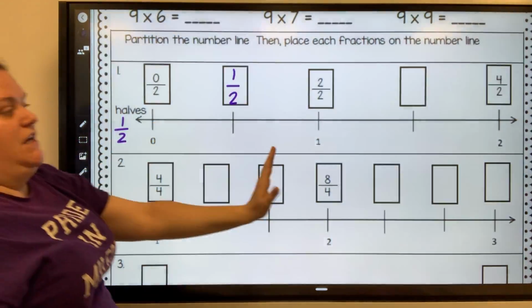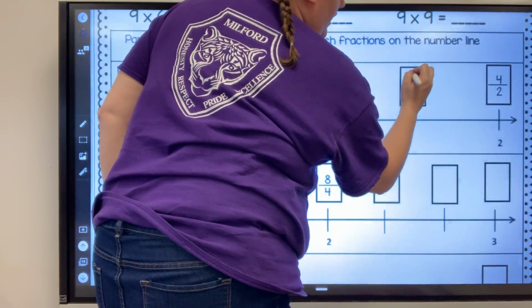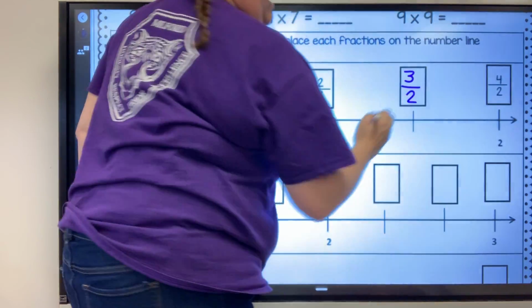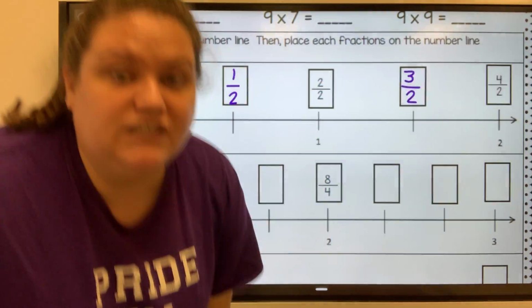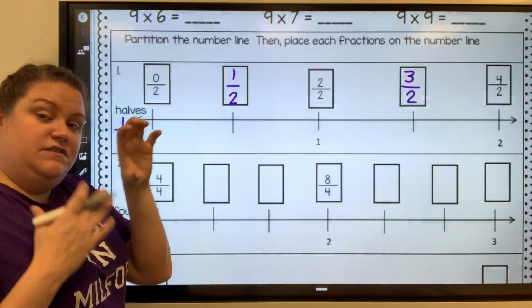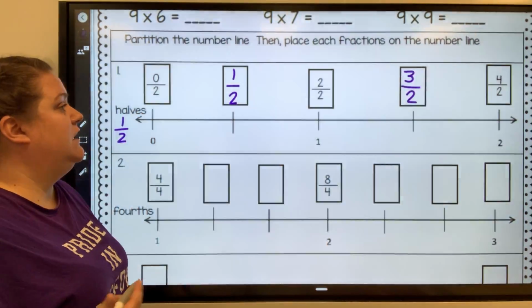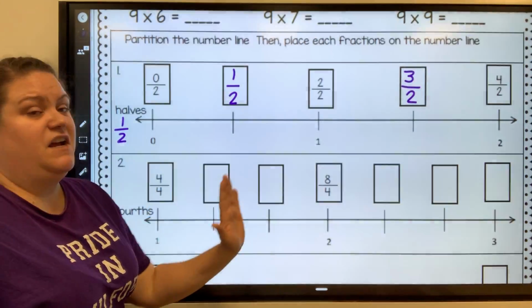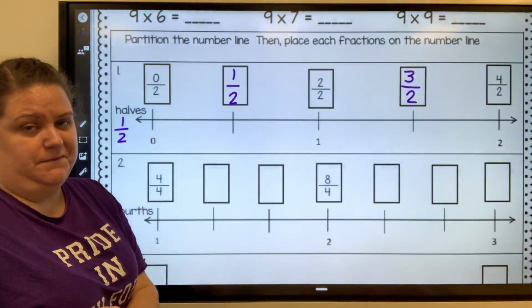Then the next one would be, continuing on our number line, we would do 3 at the numerator and 2 as your denominator. So it'd be 3 over 2. And then your last one is 4 over 2, because 4 divided by 2 would be 2, because you had 2 holes in that one. And remember, when you're dealing with anything above 1, your numerator is going to be larger than your denominator.